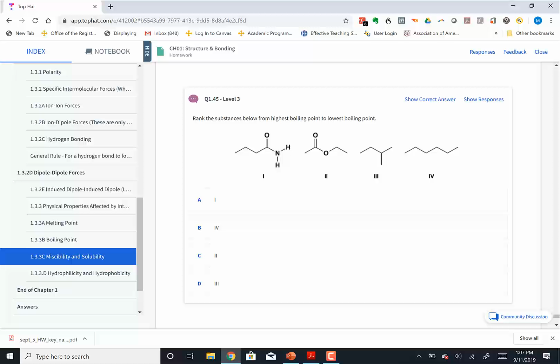And I can't move things around the way you do. All I can do is show the responses, which I have no idea what that will show. And I can show the correct answer, but we can still work through it.